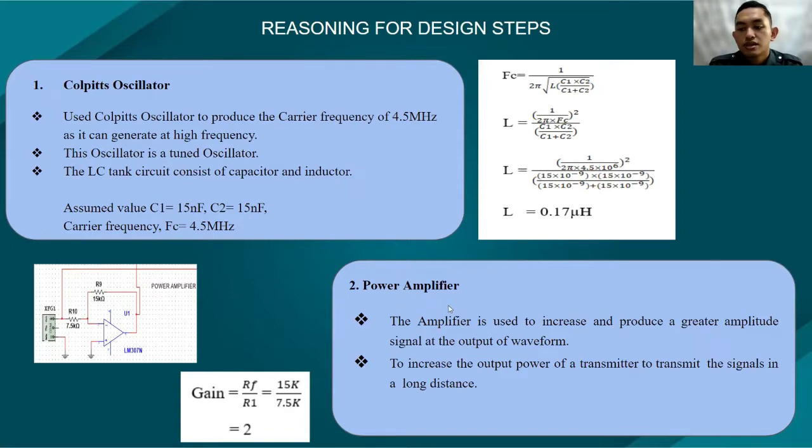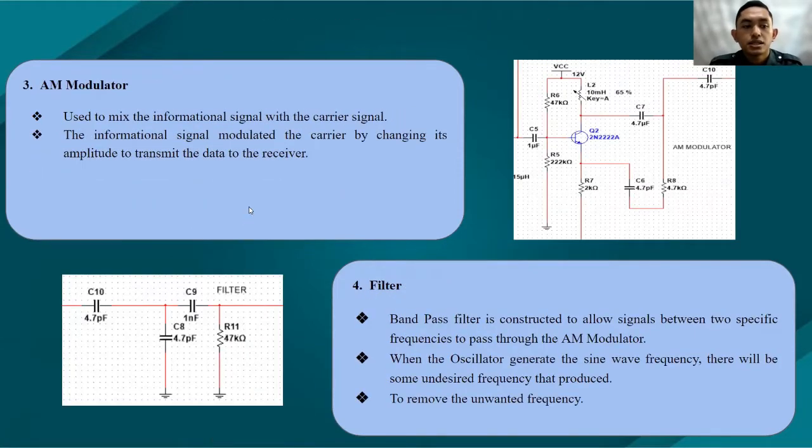The next is the power amplifier. It is used to increase and produce a greater amplitude signal at the output waveform, and also to increase the output power of a transmitter to transmit the signals over a long distance. The value of gain that we obtain from this equation is 2. And the next part is the AM modulator. It is used to mix the informational signal with the carrier signal, and the informational signal modulates the carrier by changing its amplitude to transmit the data to the receiver.